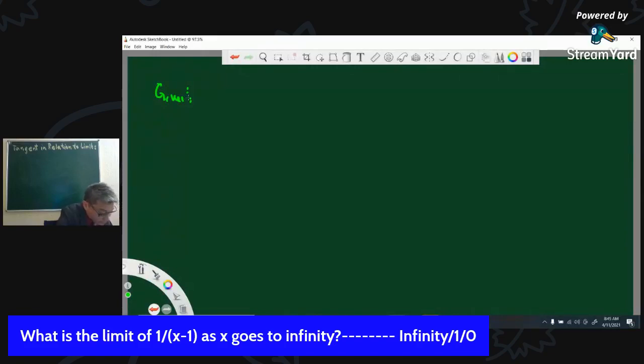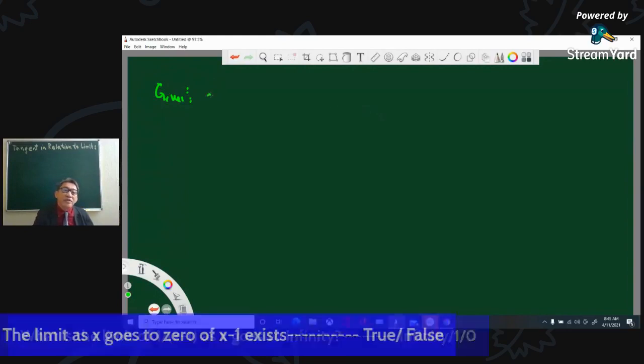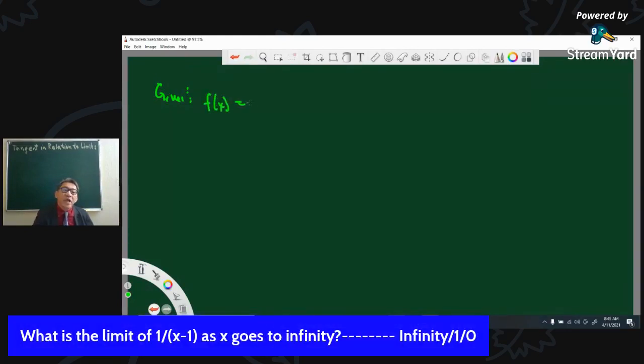The example, for example, is f of x equals x squared plus 3x. Now find the slope of the tangent line.